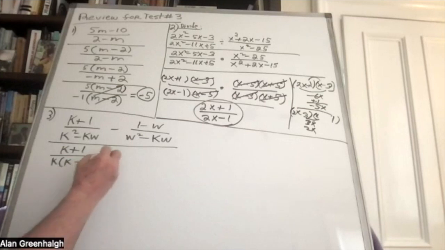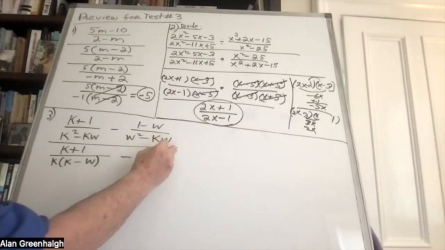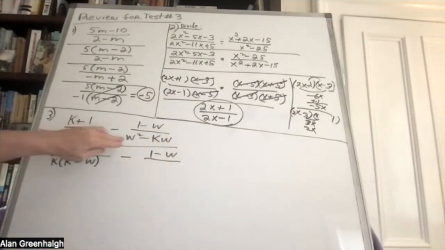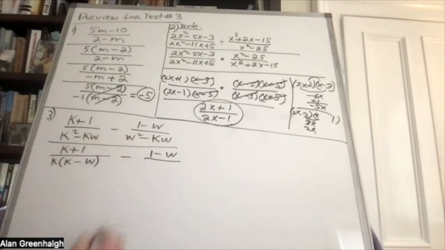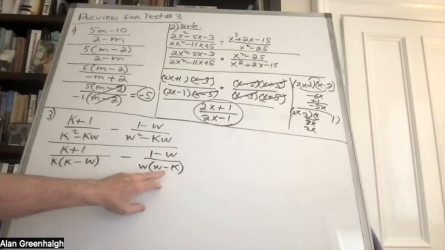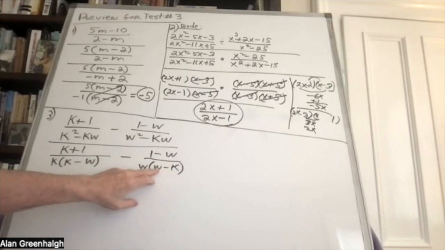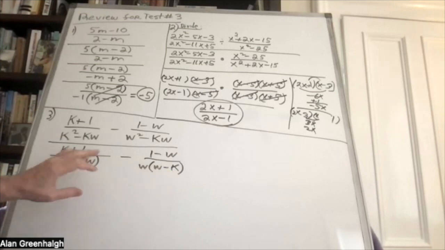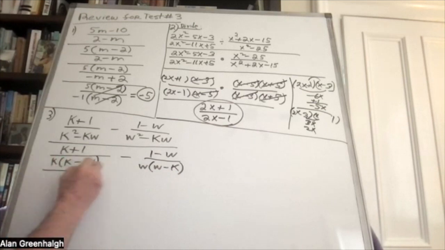Okay, let's continue. Minus 1 minus W over, now, the common factor here is W, and W minus K. Interesting, right? Because this is W, this is K minus W, you see. This is W minus K. Let's first straighten this out, because this is the same as this, except with that negative sign thing. So I think we ought to straighten that out.